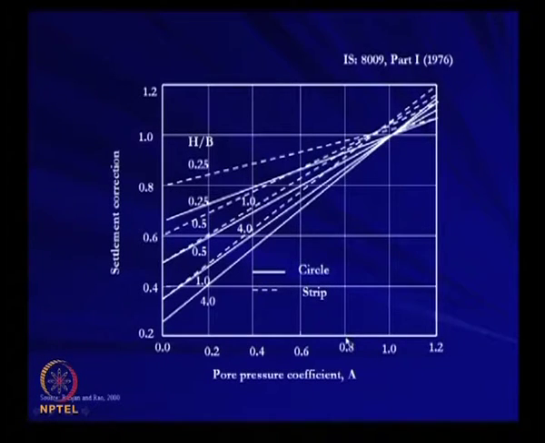So, this is 0.8 and the H by B value is 1.65, the dotted line. So, it is in between the dotted lines, 1 and 4. So, this will be in between 1 and 4 and 0.8. So, this value will be in between these.